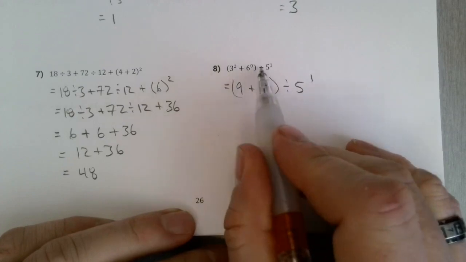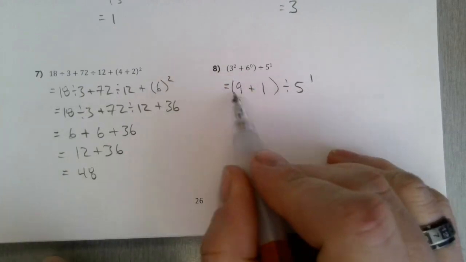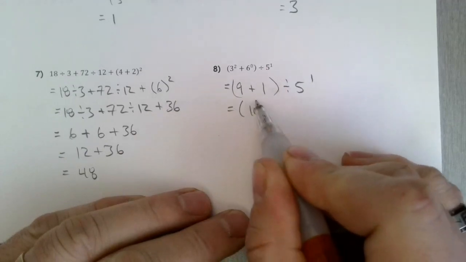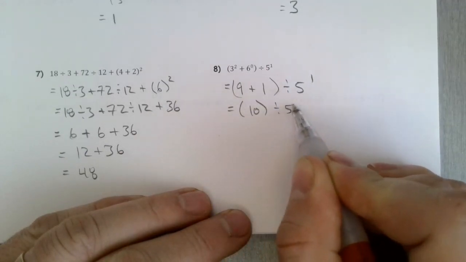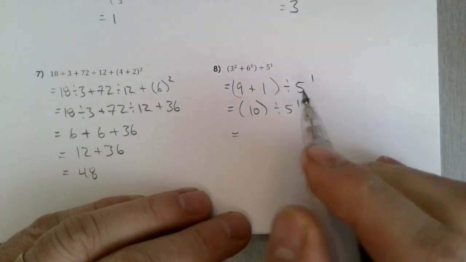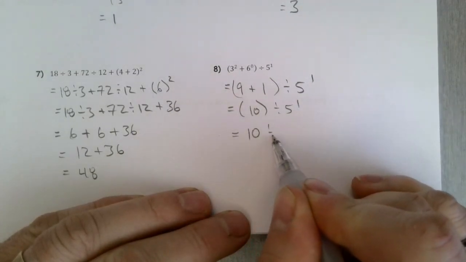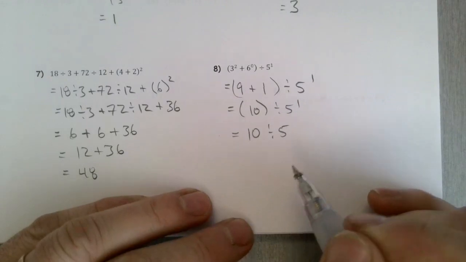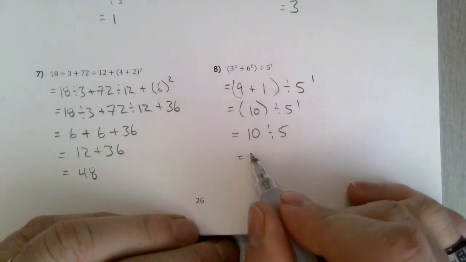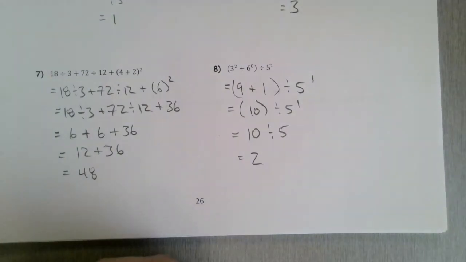Now that I've done the exponents there, now I'm going to deal with the addition inside the brackets. 9 plus 1 is 10, divided by 5 to the 1. Now I'm done with this. Now I'm going to deal with the exponents, and the 5 to the 1 is just 5. And now I can deal with the division. 10 divided by 5 is 2.